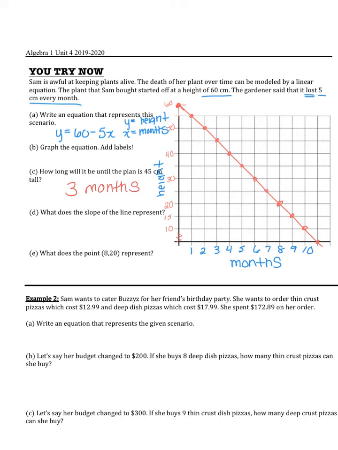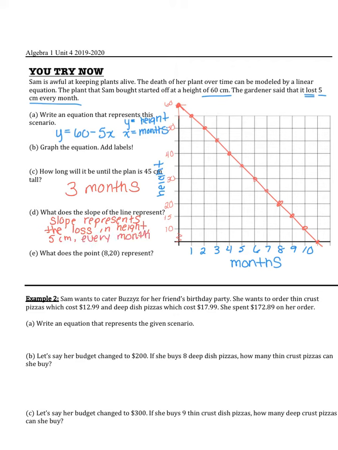What does the slope of the line represent? The slope represents, let's say, loss in height. And we'll say the 5 centimeters every month.